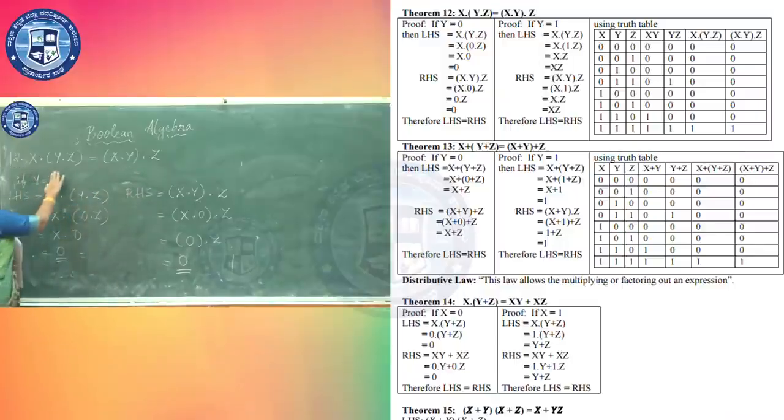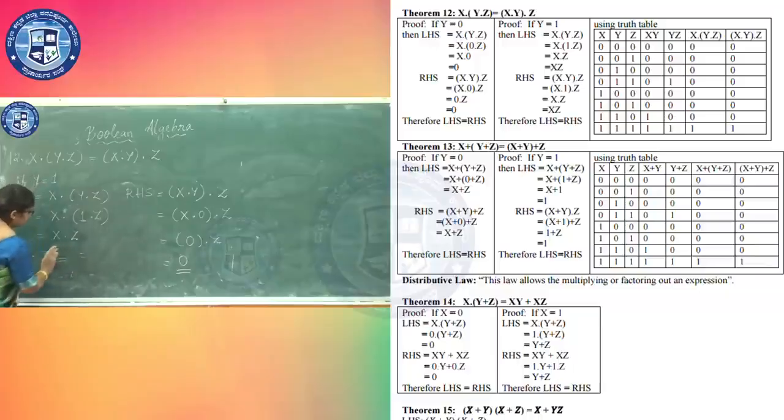So next, we shall substitute the value of y to be 1. What happens when we substitute the value of y to be 1? So wherever we had y, we will take 1. 1 into z will give you the value z.